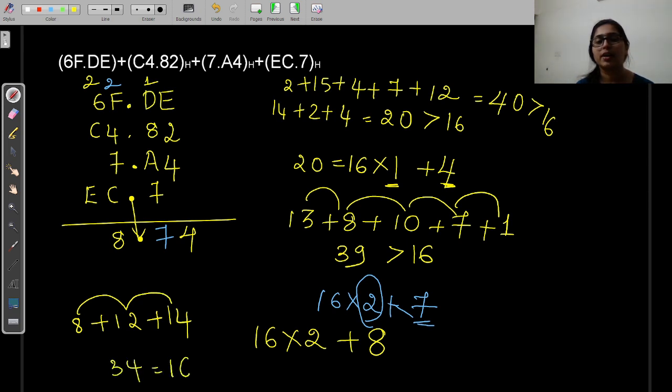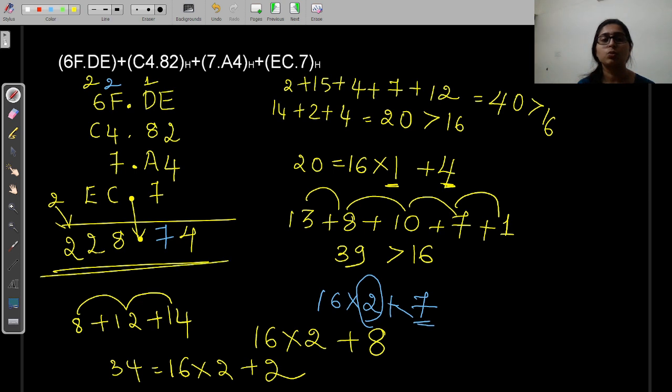Once again I can write it as 16 to the 32 plus 2. So 2 is here, 2 carry, same thing is followed down. So 228.74 hexadecimal value. So this is the answer. You can verify it by converting it to binary, decimal or whichever method is easier to you.